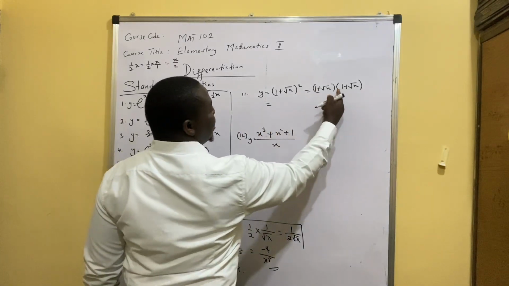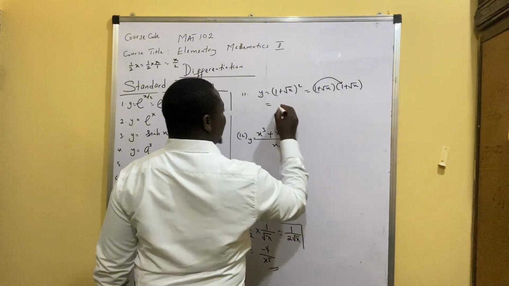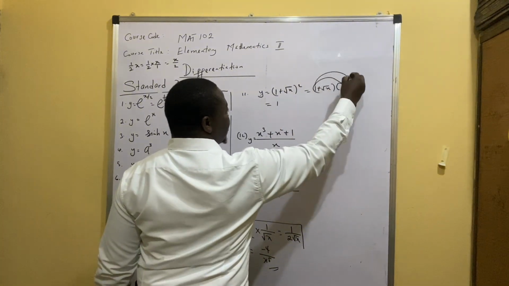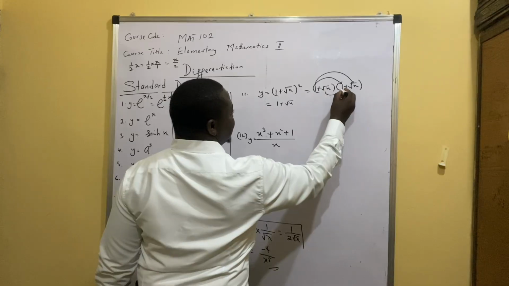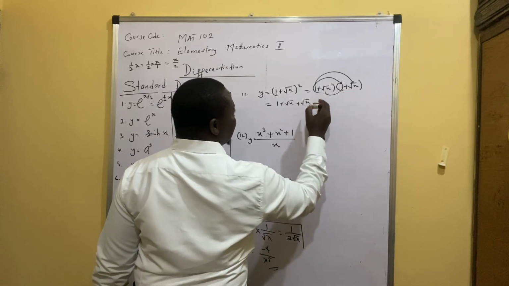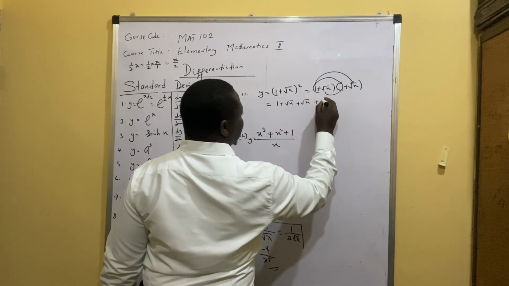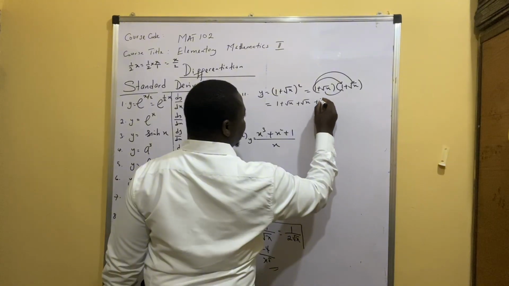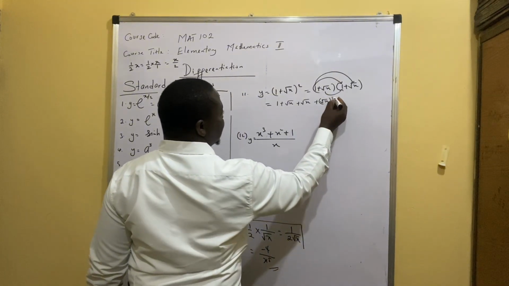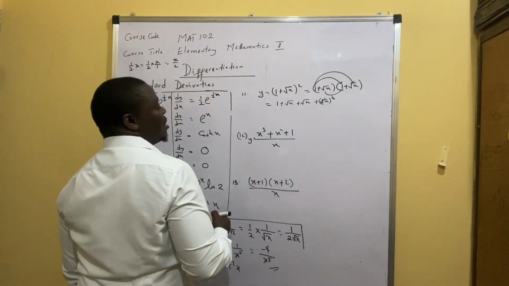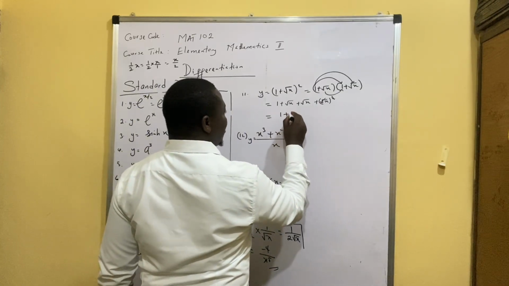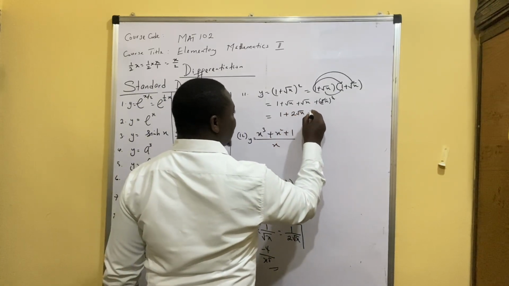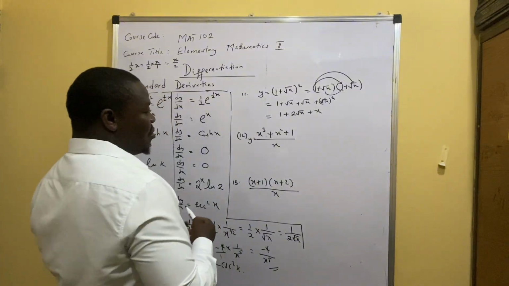So 1 times 1, 1. Then 1 times root x, that will be plus root x. Then root x times 1, we have plus root x. And then root x times root x, that will be root x squared. But root x squared, the square will take care of the root, and you have x left. So we have 1 plus 2 root x plus x. That is our y.